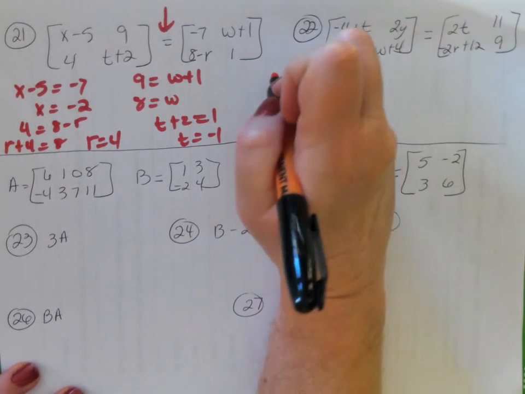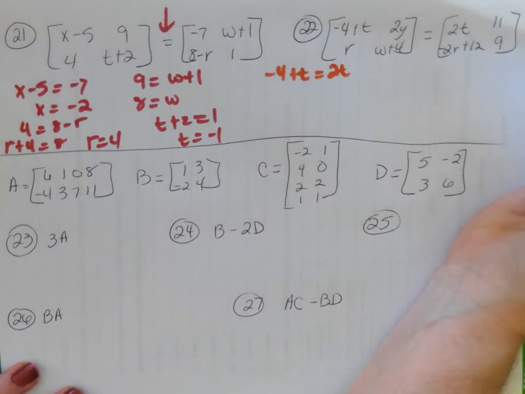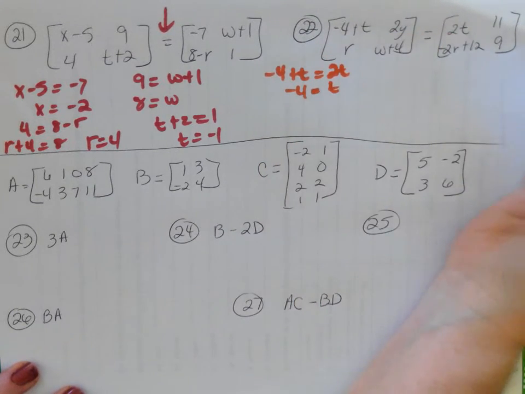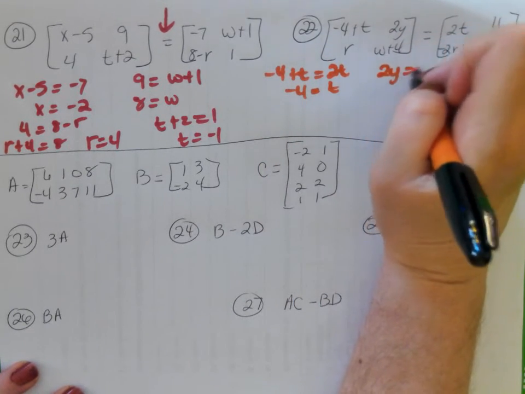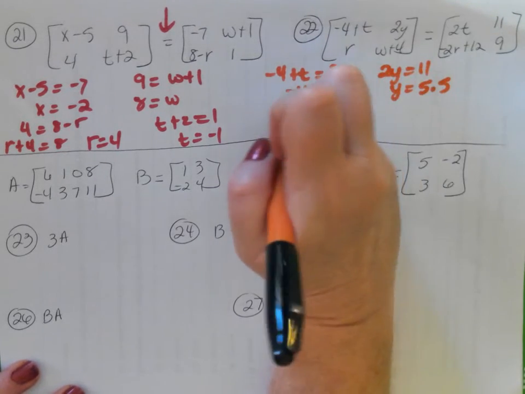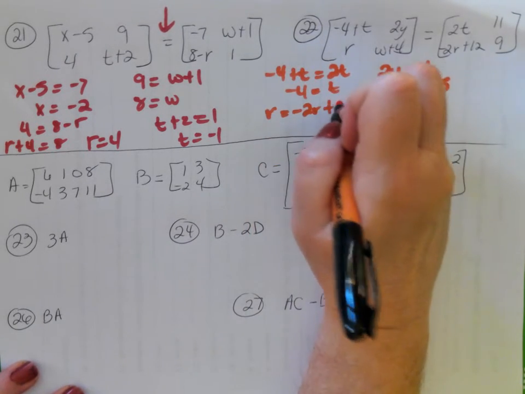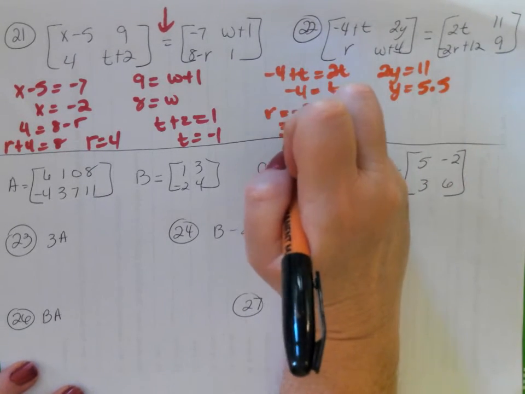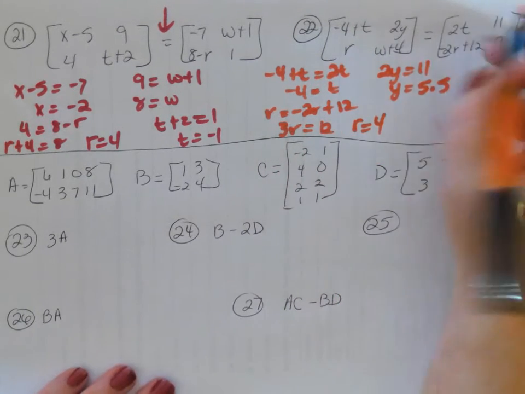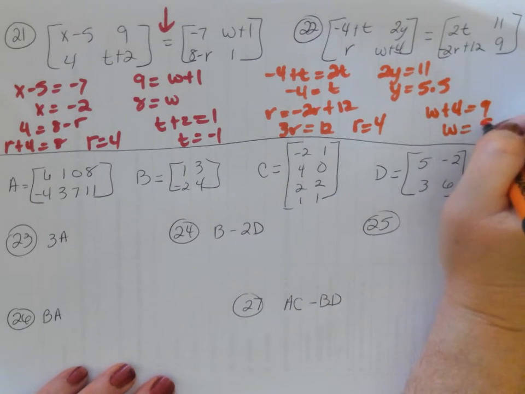So we have negative 4 plus t is equal to 2t. If I move that t over there, I have negative 4 is equal to t. I'm done. I know that 2y is equal to 11, so y must be 5.5. I know that r is equal to negative 2r plus 12. So 3r must equal 12, r must be 4. And last but not least, w plus 4 is equal to 9. So w must be 5.